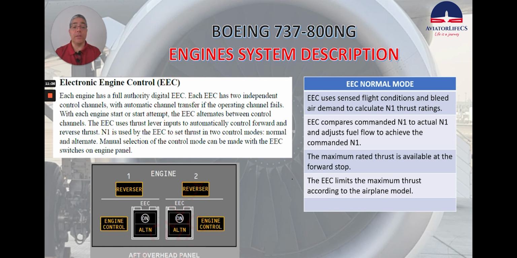The maximum rated thrust is available at the forward stop. The EEC limits the maximum thrust according to the airplane model. So here is where you can see, again, the switches in the aft overhead panel.